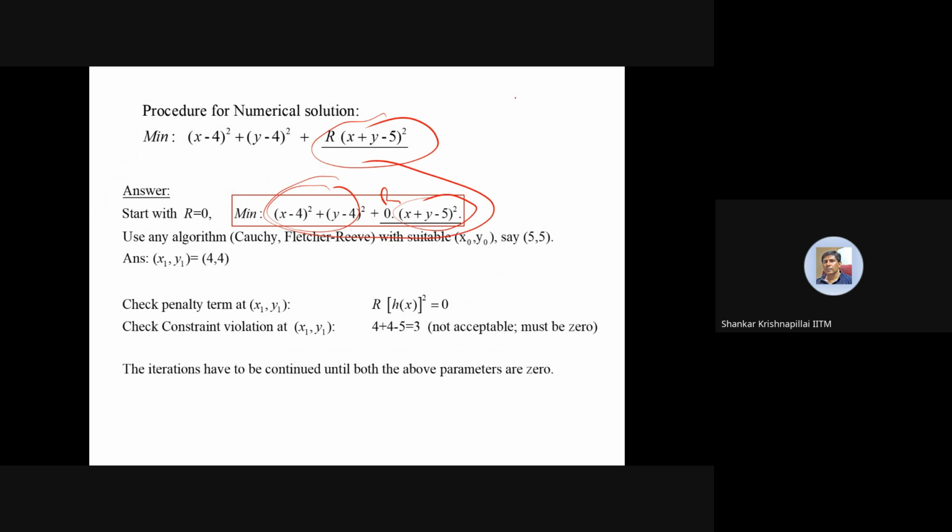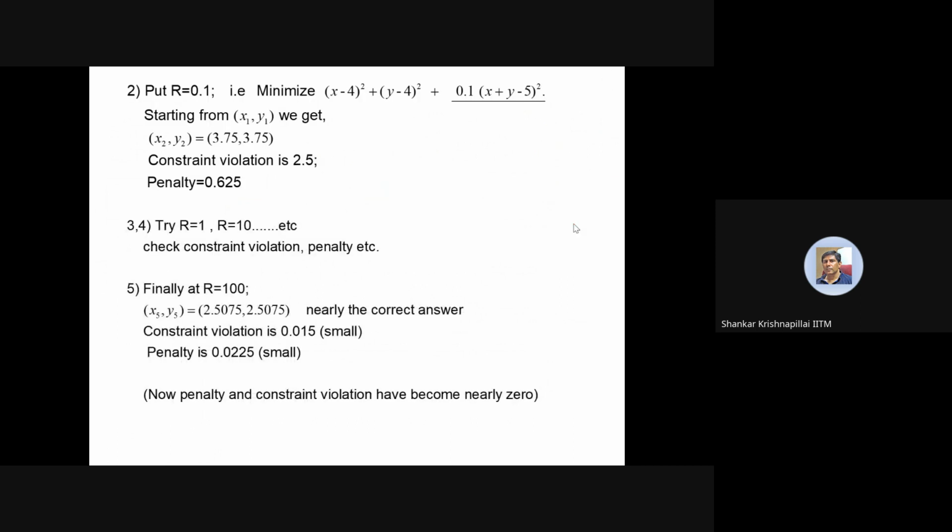So what are large values of r? Is it 100, 1000, 10,000, etc.? We don't know. So we give small values of r and slowly increase it: 10, 100, 1000, etc. We try all these values of r and see at which value of r convergence occurs. And at every step we have to check for constraint violation and also the value of the penalty.